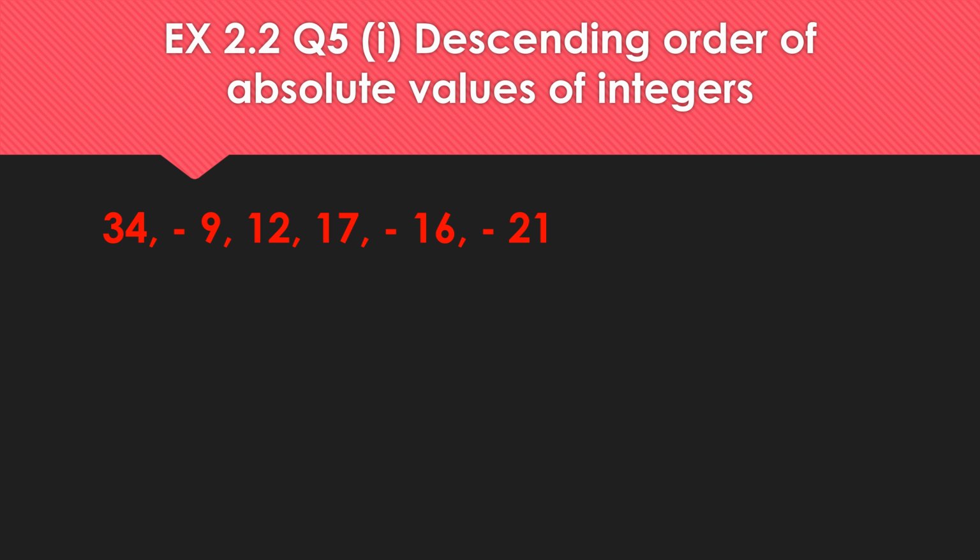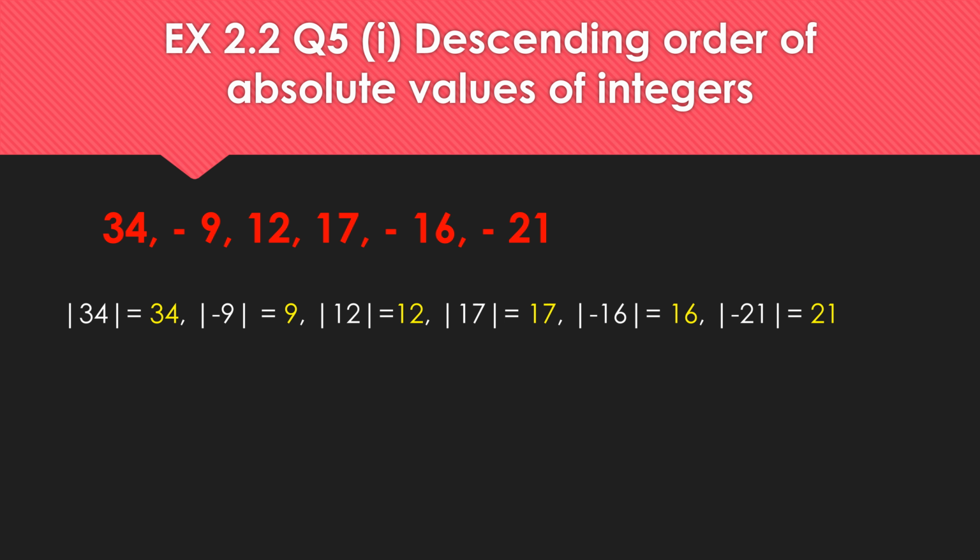This is the last question of exercise 2.2. Now we have to arrange all the numbers in descending order, but we have to find out first their absolute or numerical values. Finding the numerical value of each digit, now we can easily arrange them in descending order, and as you know, descending order means arranging numbers from greatest to smallest, so this is the correct arrangement.